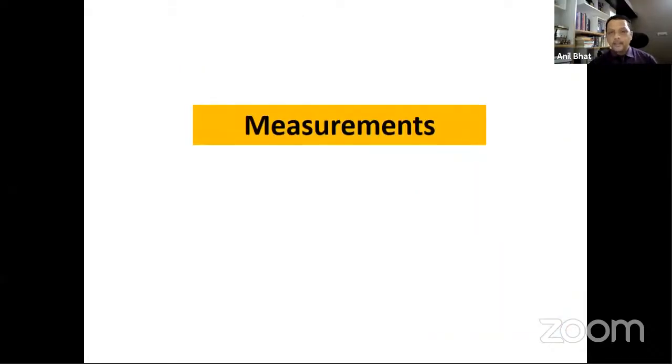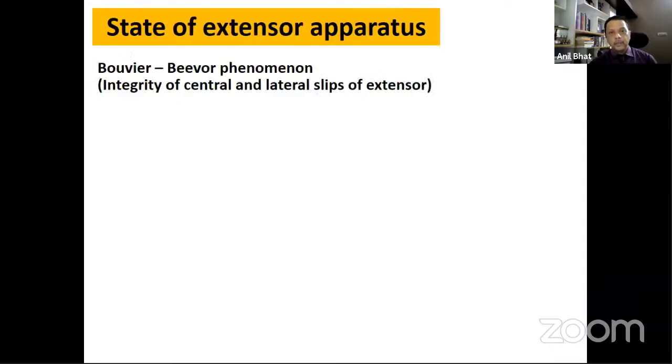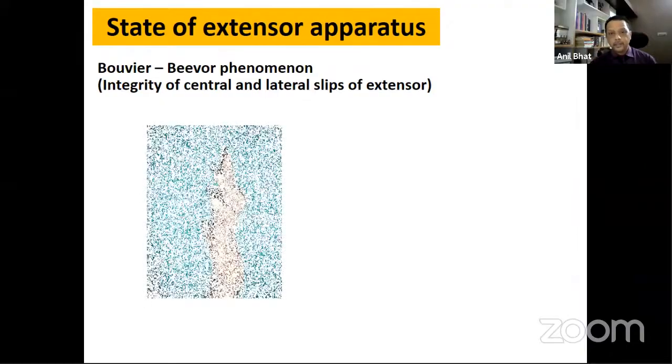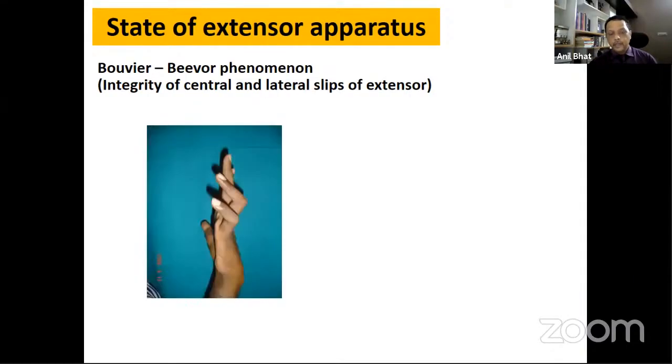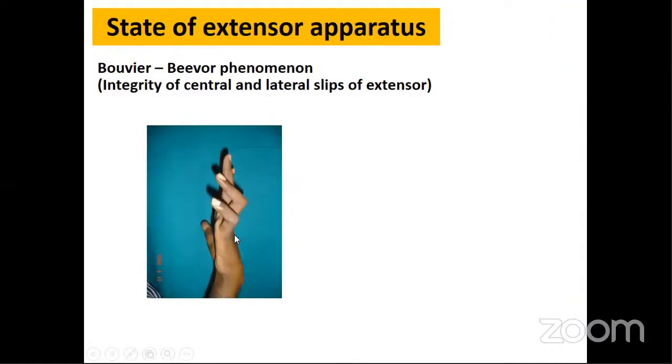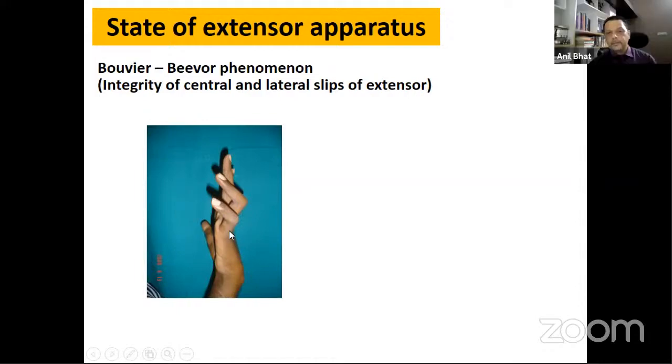Measurements: there are a couple of angles that we measure here. But before that, you need to know what the problem is in terms of the extensor apparatus. The phenomenon is called the Bouvier-Beer phenomenon, which is basically checking the integrity of the central and lateral slips of the extensors. So here you have the hyperextension. The long extensors, when they come, can't extend this IP joint because all their energy is spent here. Because of hyperextension, the long extensors can't work.